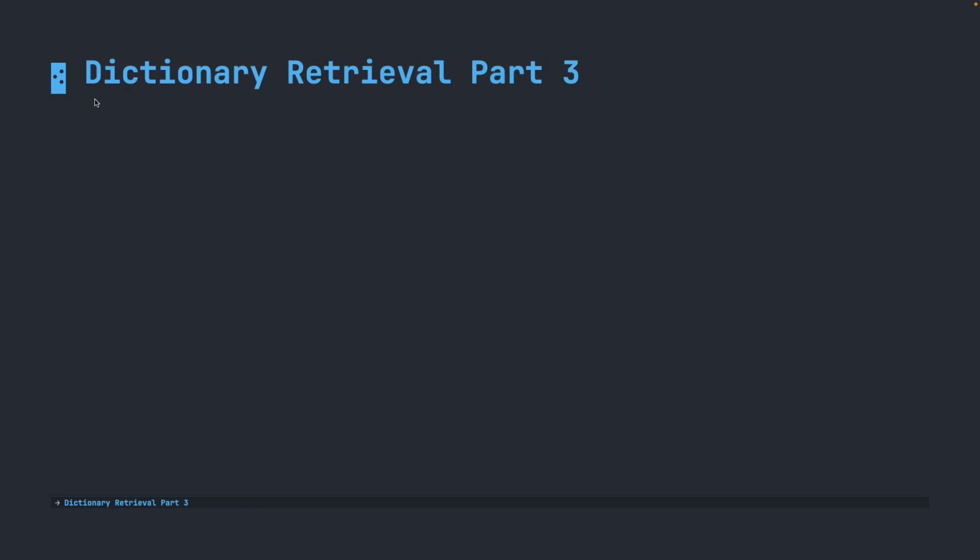Hi, everyone. We're here again today to talk about dictionary retrieval. This time we're in part 3. We're going to learn one more dictionary method. And that name of the dictionary method is .get. So, how does .get work?